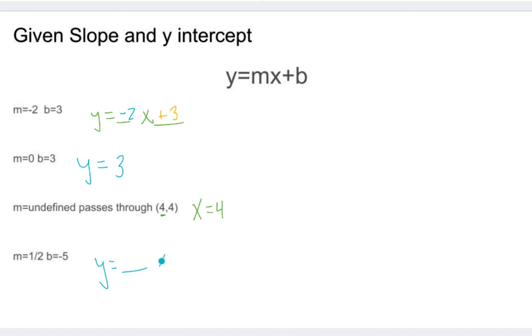So in this final example, we have m is 1/2 and b is -5. So we have our two spaces, something times x, something else. Since we know that m is 1/2, we're going to put 1/2 multiplied by x. Since b is -5, we're going to put -5. So our equation is y equals 1/2 x minus 5.